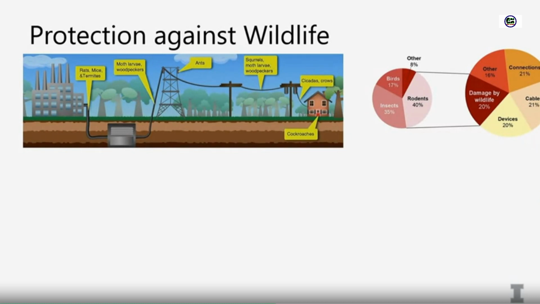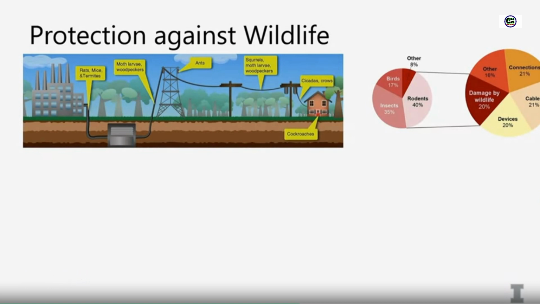So wildlife is actually a big source of outdoor failures. And as you make your devices more and more robust to other sorts of failures, that percentage is only going to increase. So if we zoom into that wildlife part there, if we want to understand what types of animals cause damage, that's the other pie chart here.